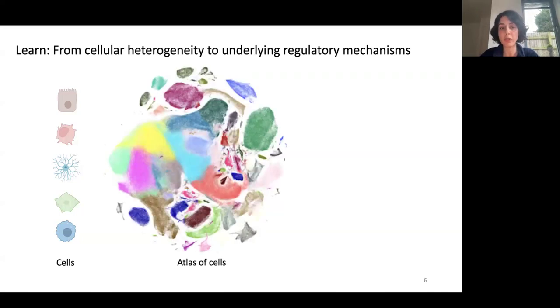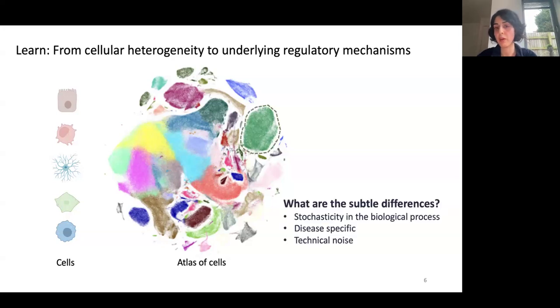And with single-cell technologies, we can profile these cells across donors, and then we can aggregate all these samples and build a so-called atlas of cells. Here I'm only showing you a two-dimensional representation of an atlas. Each point in this is a single cell, and it has been colored based on the similarities between cells. So one of the fundamental questions here is, what are these subtle differences between cells?